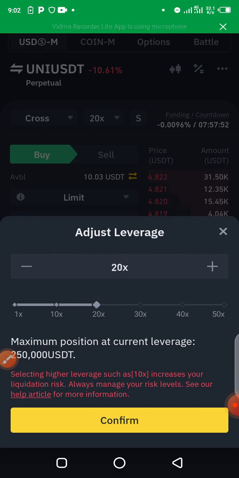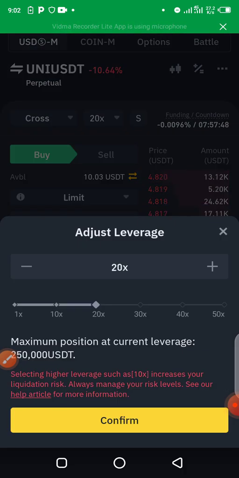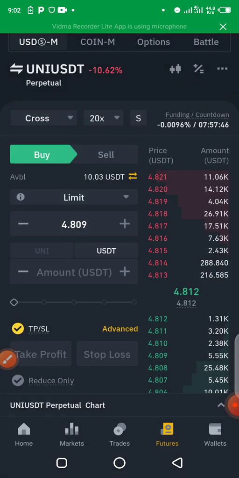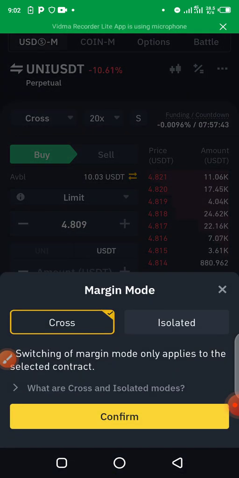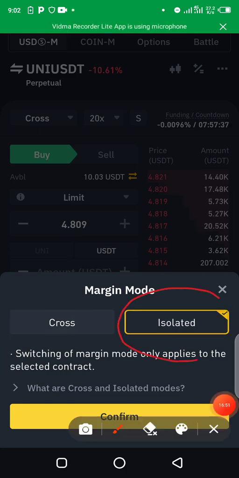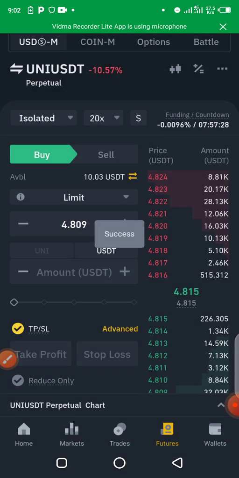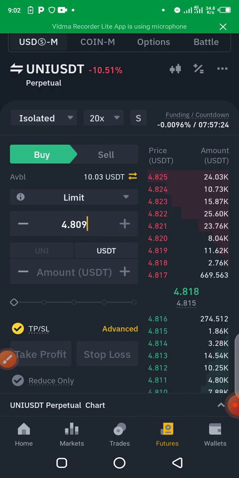So 20x. Don't forget, when you click on 20x, confirm it. Don't forget to change this to isolated margin. Very much important for beginners. So this is where you click to change it to isolated margin. You click on this, and when you click on it, you then click on confirm. You get? So when you click on isolated, click on confirm. Now you can see it's on isolated margin. It's a limit.